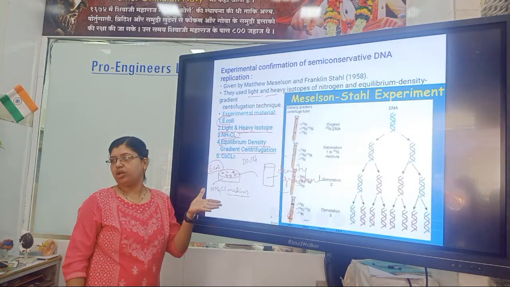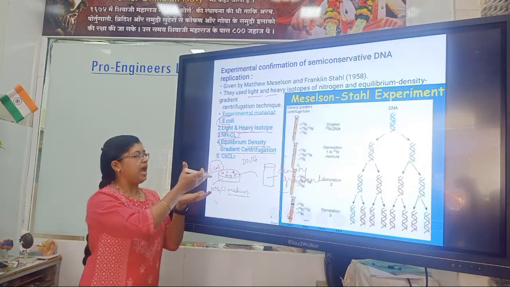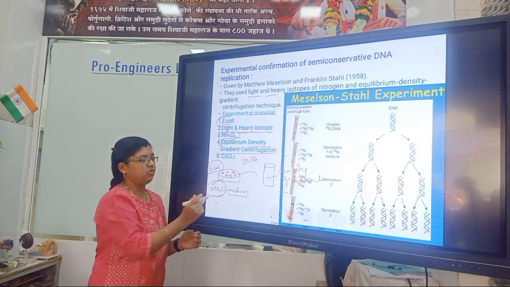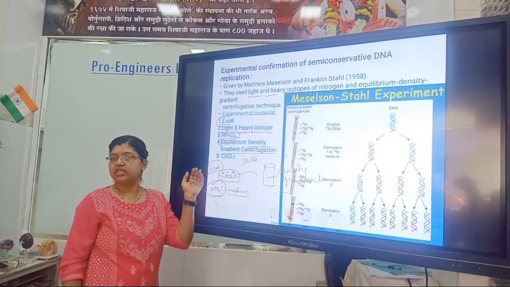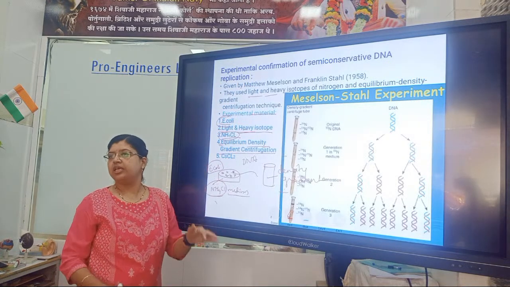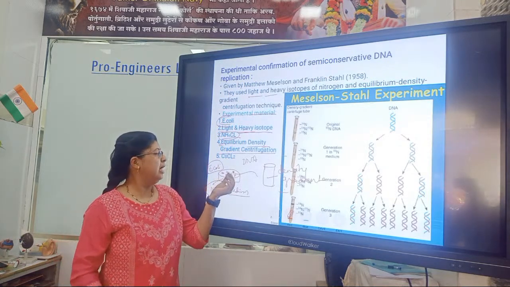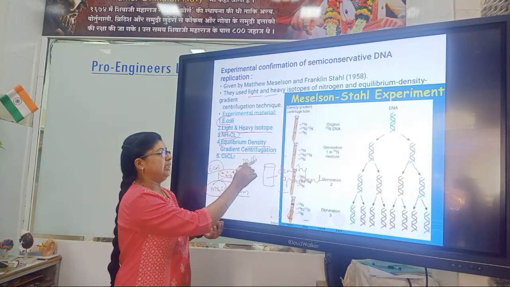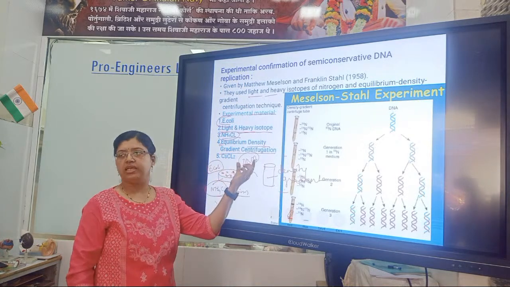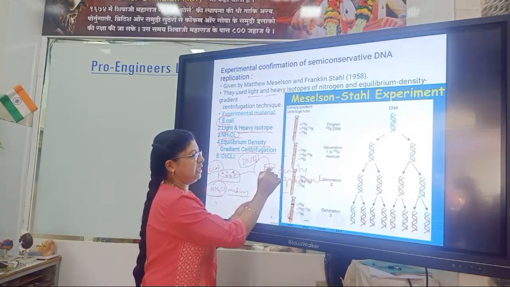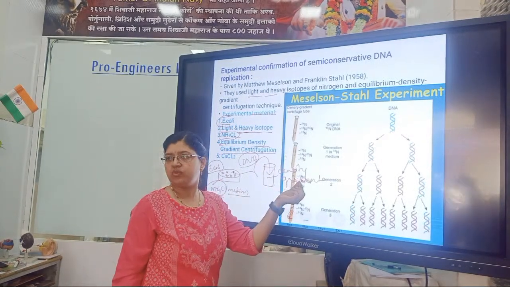What do they first take? They take E. coli and put it on the NH4Cl medium. After several generations, the E. coli bacteria grow, right? Yes. And after that, they take out DNA from the E. coli and run it on the density gradient centrifugation.